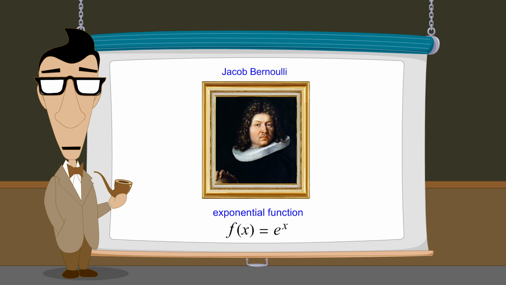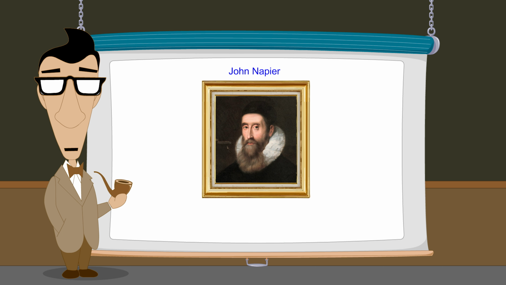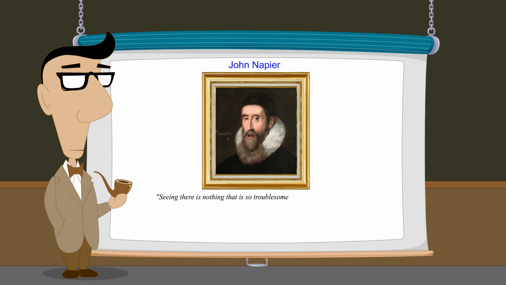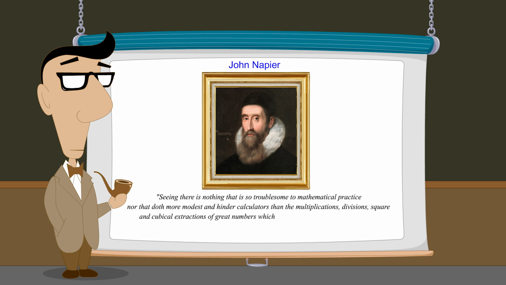In 1614, Scottish mathematician and physicist John Napier introduced logarithms as a means of simplifying tedious calculations involving multiplication or division. Seeing there is nothing that is so troublesome to mathematical practice, nor that doth more hinder calculators, than the multiplications, divisions, square and cubical extractions of great numbers, which besides the tedious expense of time, are for the most part subject to many errors.